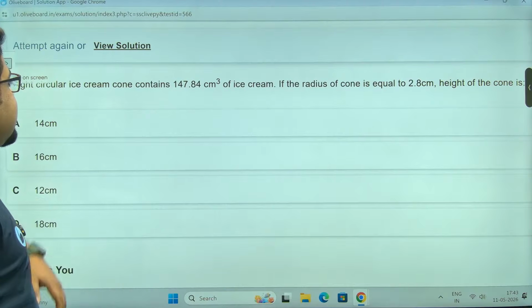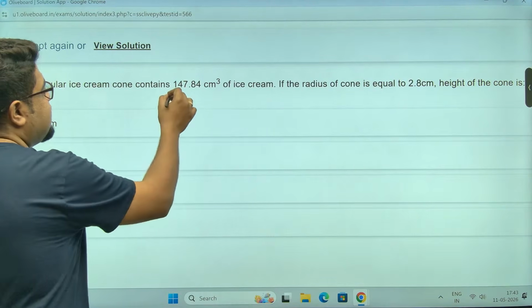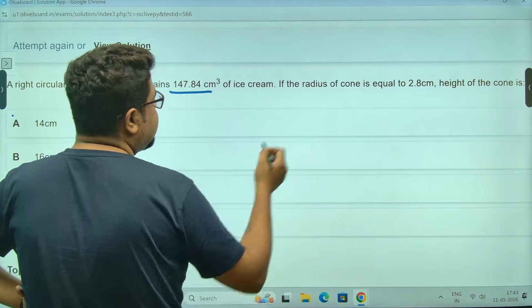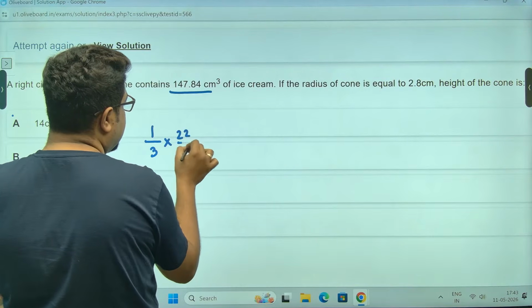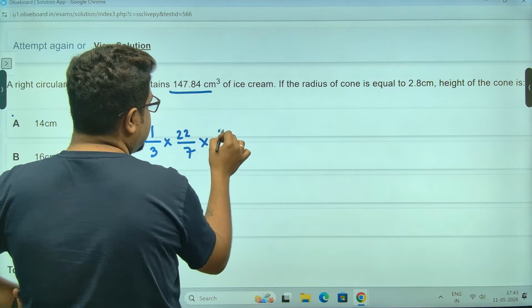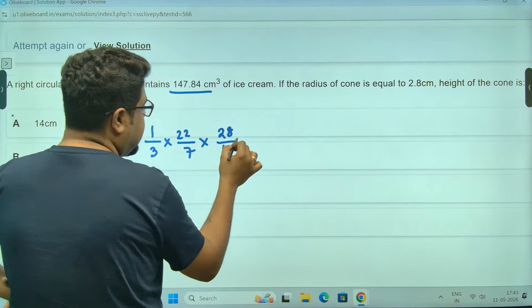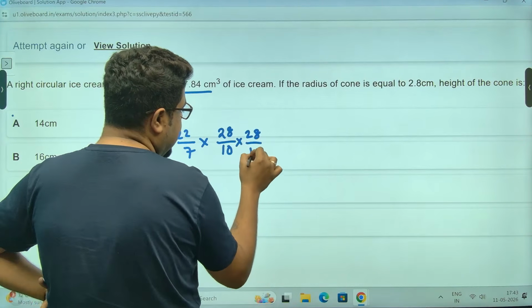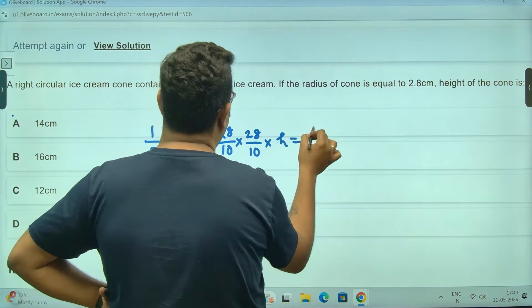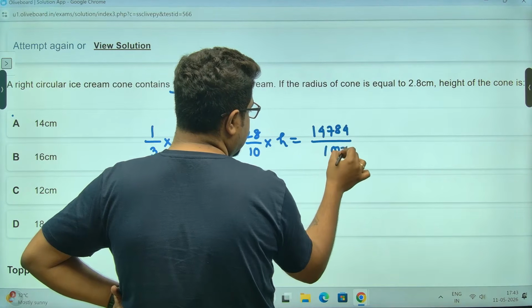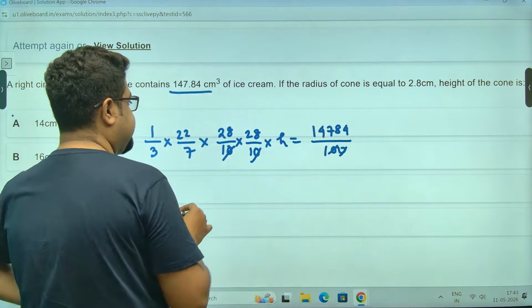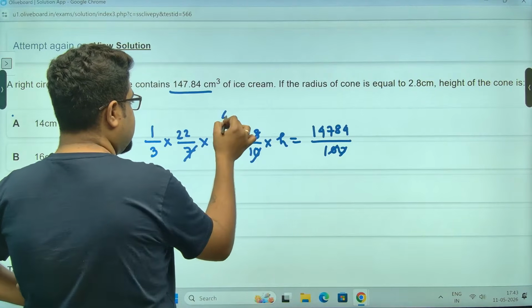A right circular ice cream cone contains this much ice cream. Sir, volume is given, radius is given, height. 1/3 pi r square h, 28 by 10, 28 by 10 r square into h is 147.84 by 100, sir.